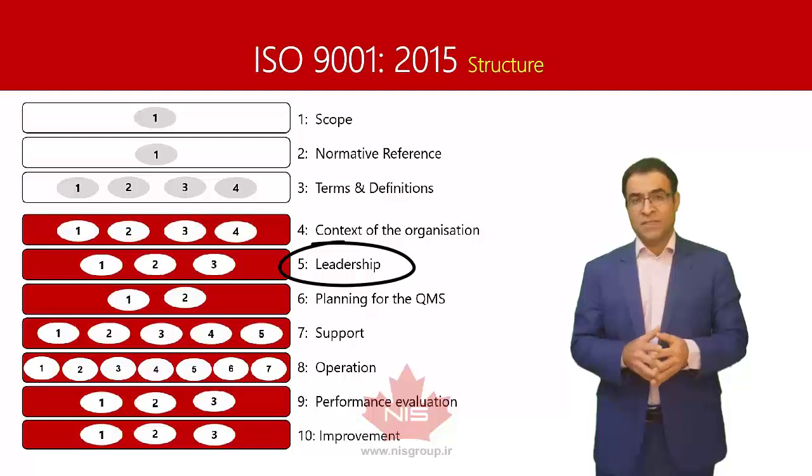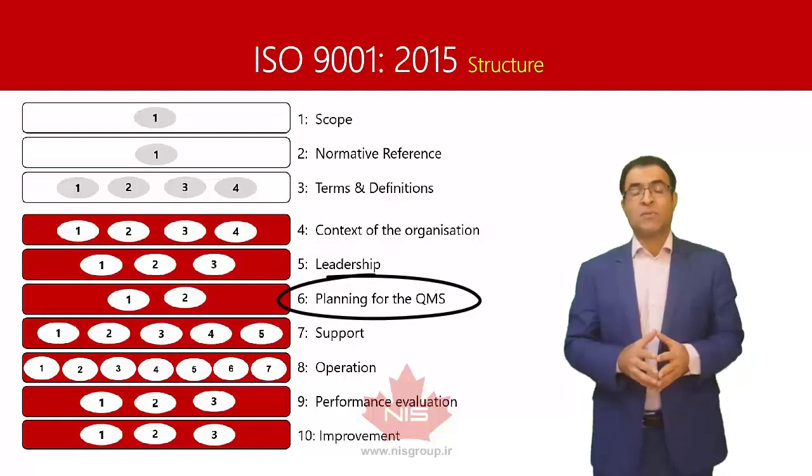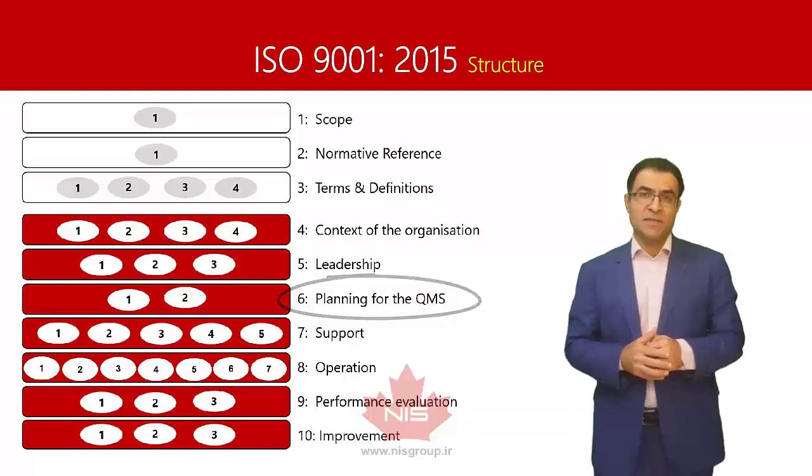responsibilities, and authorities. In clause 6, which is called, of course, planning, we will be talking about risk and how to implement risk-based thinking, especially in this clause. We talk about how to identify the risks, how to identify the opportunities, how to assess them, and how to manage them. In 6.2 we talk about quality objectives and planning.